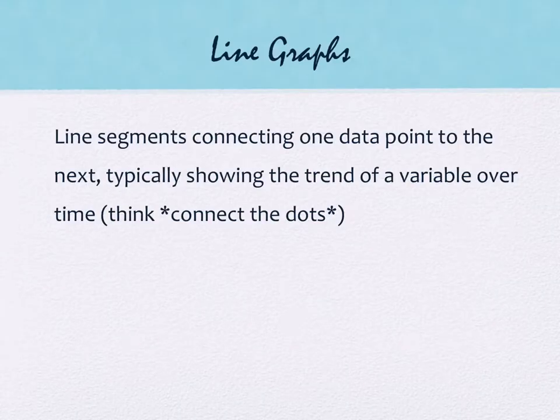Line graphs are really, really common. These are line segments that connect one data point to the next, typically showing the trend of a variable over time. Think connect the dots. So it's showing something that's changing over time.